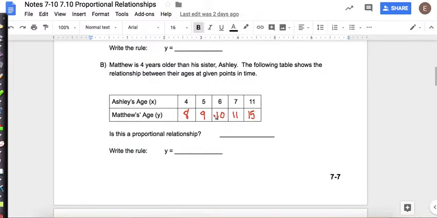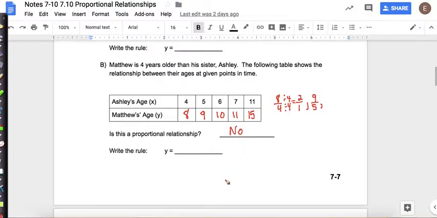Now, let's look at the ratios. So we have 8 over 4, and we could divide top and bottom by 4, and we get 2 over 1. And if we look at the next one, we have 9 over 5. Can I divide top and bottom by the same number? No. Is that the same ratio as 2 over 1? Absolutely not. And I could write the other ones, 10 over 6, 11 over 7, and 15 over 11, but I can automatically see that they're not all going to have the same ratio. So is this proportional?